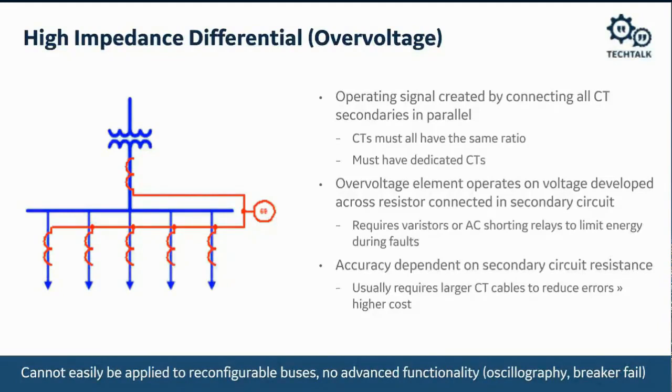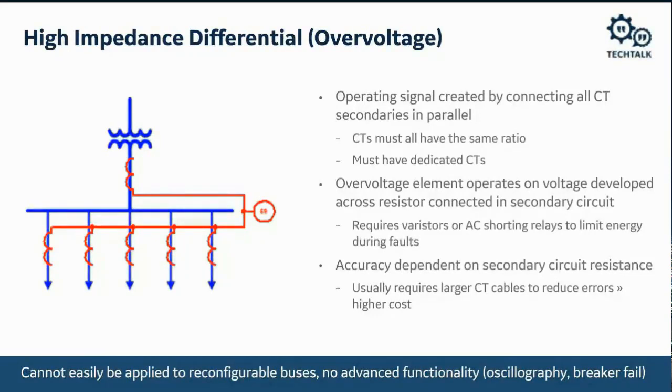So for an external fault, the currents will circulate in the CT circuit and not through the resistor, so the relay will read close to 0 volts or very minimal amount of voltage. And if there's an internal fault, the differential current will then flow into that resistor and create a high voltage across that resistor. We will then read that high voltage and say it's an internal fault, and it will then trip the protection.